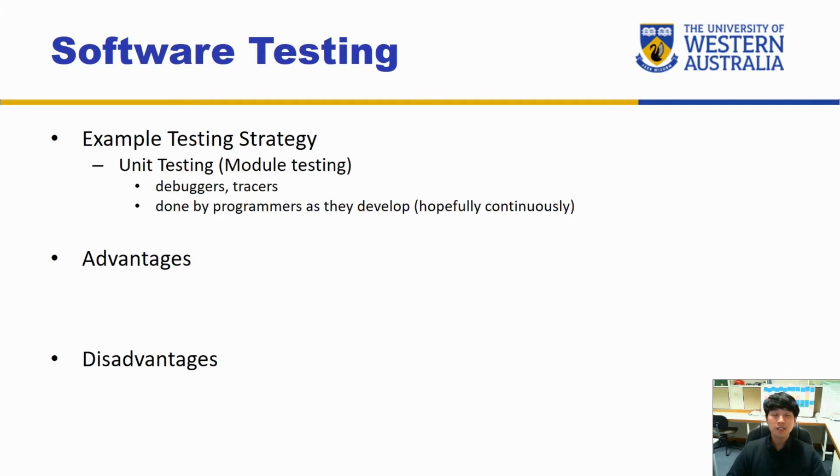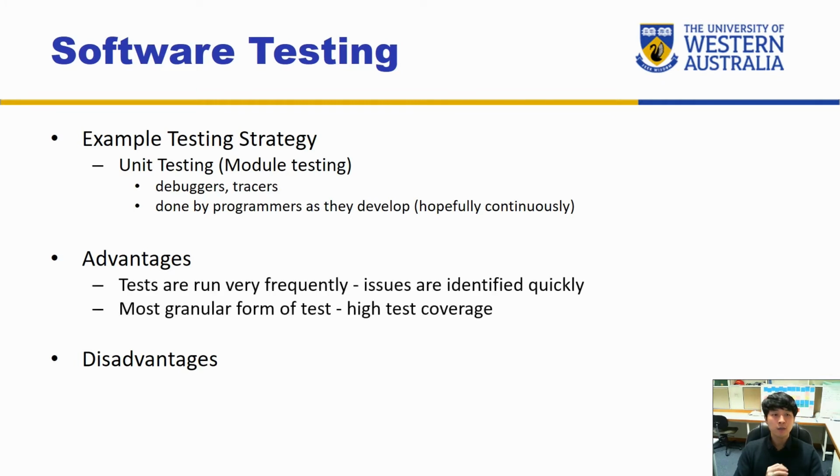So what are the advantages of doing unit testing, and also the disadvantages? You can pause the video and have a think. Assuming we have done that, advantages include that tests are conducted frequently. This means we can identify issues on the go, so we can address them while we develop. Also, this is the most granular form of test, which provides the highest test coverage. So we can test every single bit and piece of functionality that we have developed.